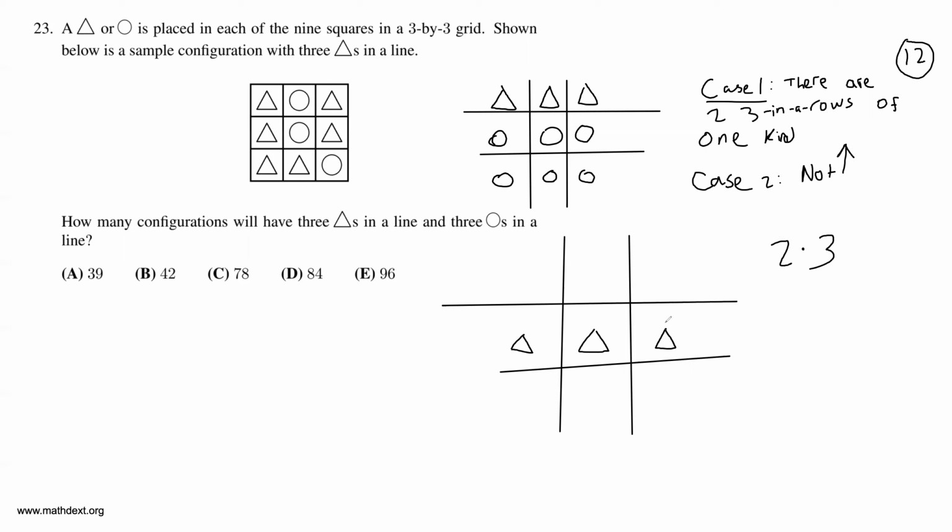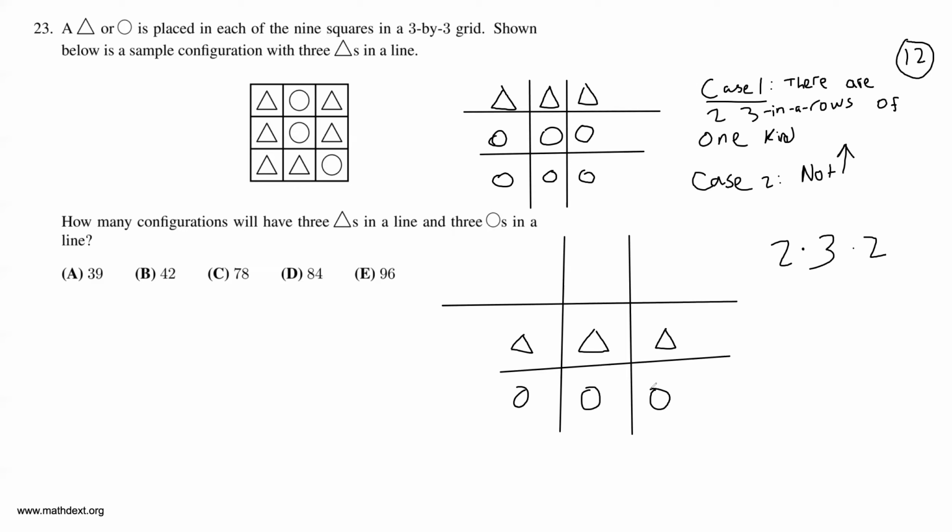Now I need to make a row that has 3 circles in a row. And how many ways are there to choose the row that has those 3 circles? There are 2 remaining rows. But what about this last row? It can't have 3 triangles in a row, and it can't have 3 circles in a row. But what it can have is some mixture of triangles and circles. So how many ways are there to fill up that last row with triangles and circles?